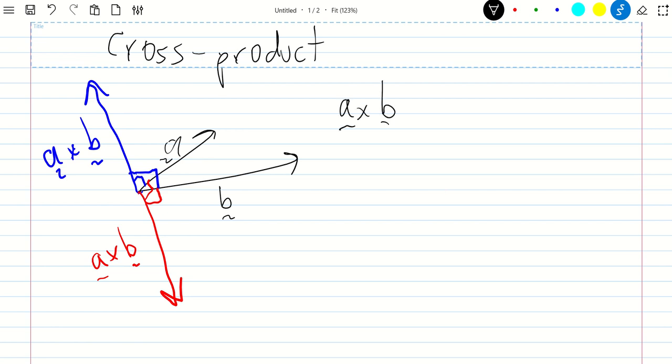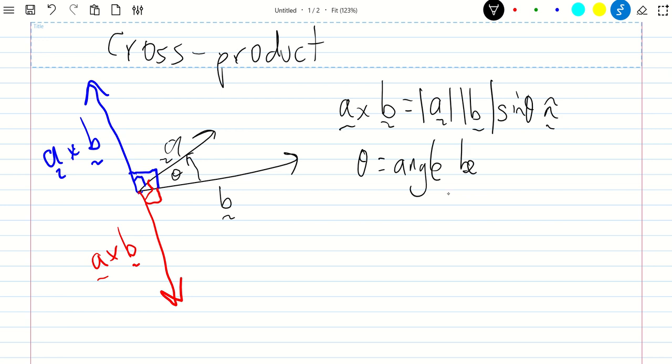So the definition of A cross B is that it's a bit similar to the dot product: it's the magnitude of A times the magnitude of B, this time times sine theta, and multiplied by this normal. And we'll talk about this normal in a second. So again, theta is the angle between A and B here. And just like the dot product, it's the angle between the tails of A and B. So no heads or anything like that. So the angle between the tails for theta there.